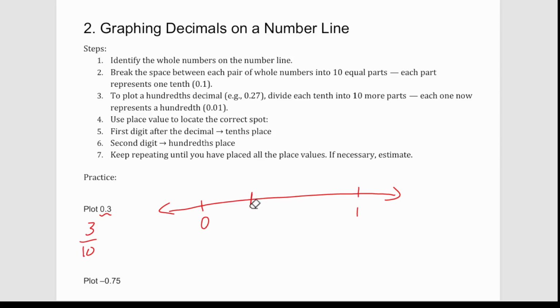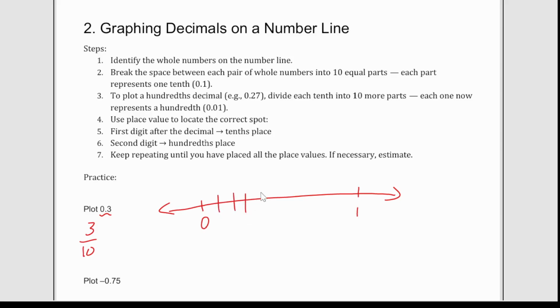We're maybe going to be a little bit more precise, at least for this one, and indicate, okay, we've got 1, 2, 3, 4, 5, 6, 7, 8, 9. I made 9 tick marks to break it into 10 pieces. 1, 2, 3, so 0.3 would be here. So 0.3, aka 3 tenths.